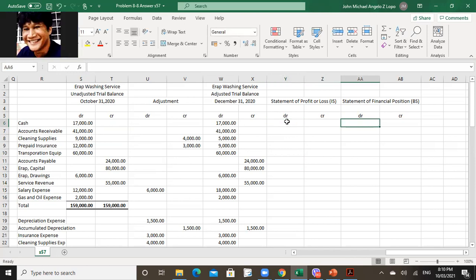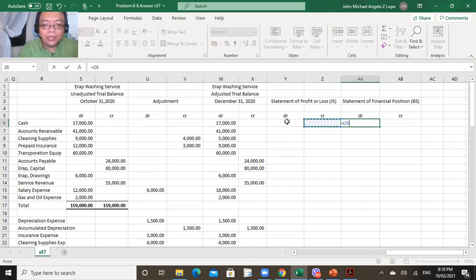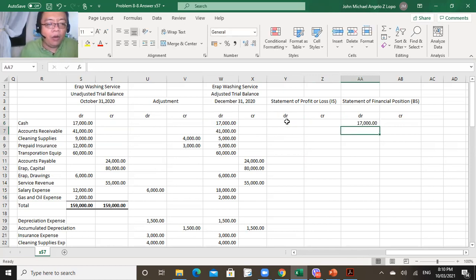Balance sheet, sir. Very good. So we put here balance sheet of 17. How about your accounts receivable? Income statement or balance sheet? Balance sheet. Very good. It is part of your balance sheet.